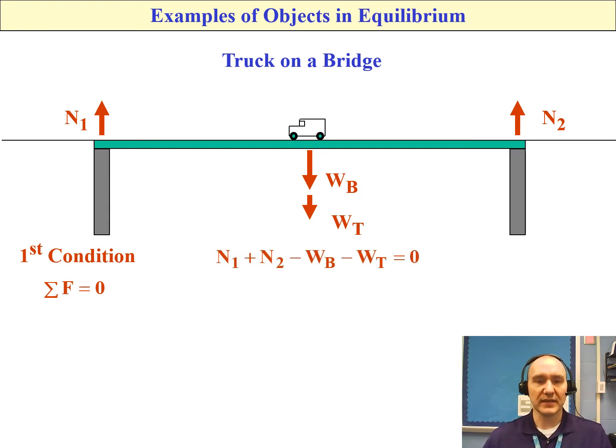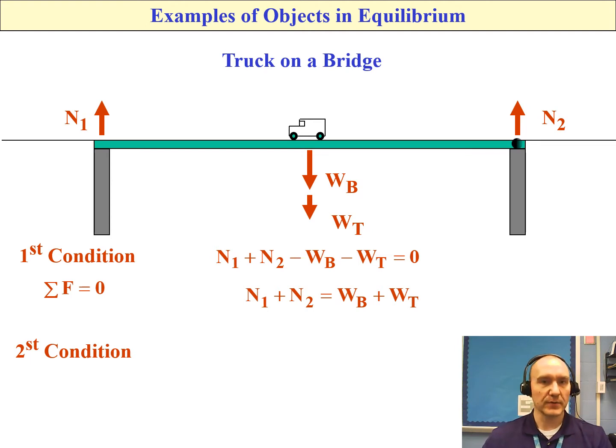All right, so net force is going to be equal to 0. So basically summation of forces, the weight of the bridge and the weight of the truck are both downward. The normal forces are both upward. So we get this equation right here. And we get the 2 upward forces are going to be equal to the 2 downward forces. That's pretty easy, pretty straightforward.